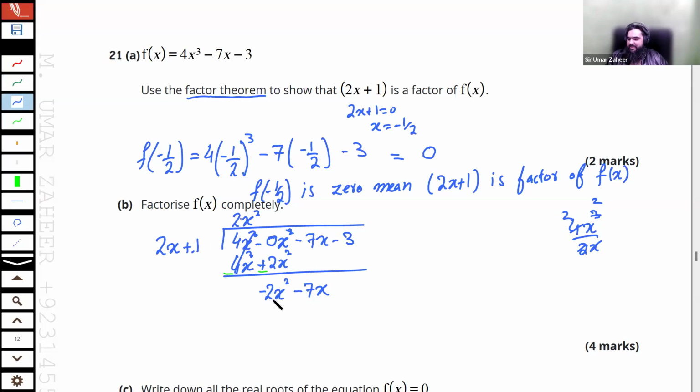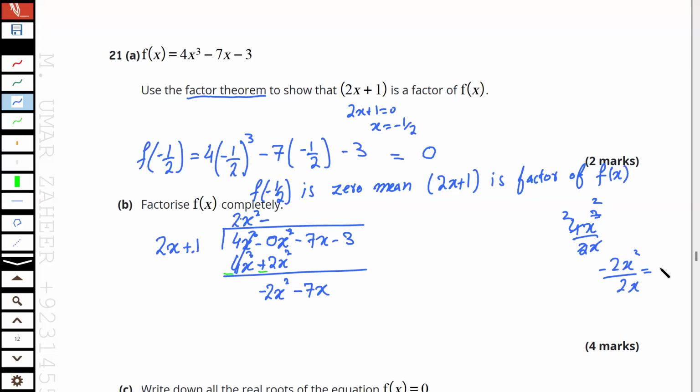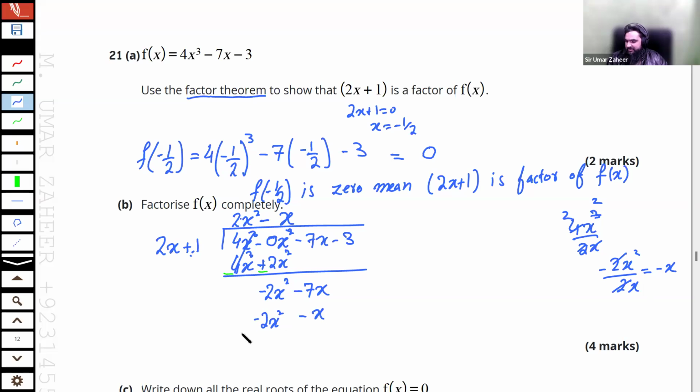All right, Aisha, from which number do I have to multiply to get minus 2x square? You have minus 2x square divided by 2x. What will you get? Minus x, the 2 will be cancelled out. So it will be only minus x. So it will be minus 2x square here. 1 multiplied by minus x will be minus x. Now change the sign. It will be cancelled out. You have minus 7x plus x, it will be minus 6x minus 3.